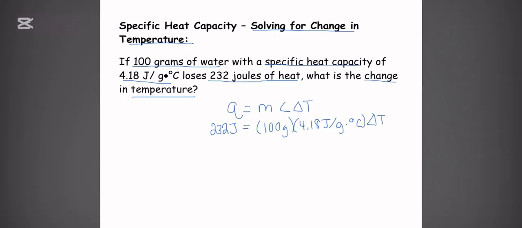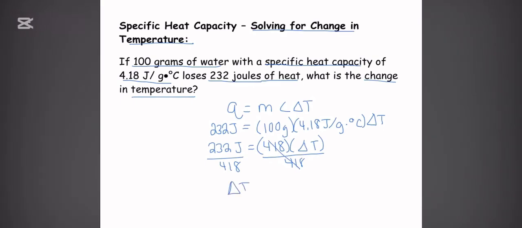So the first thing we'll want to do is 232 joules equals 100 grams times 4.18 joules per gram per Celsius, which would then give us 418. What we're doing here is isolating the delta T. So now let's go ahead and cancel out the 418 in order to isolate it completely.